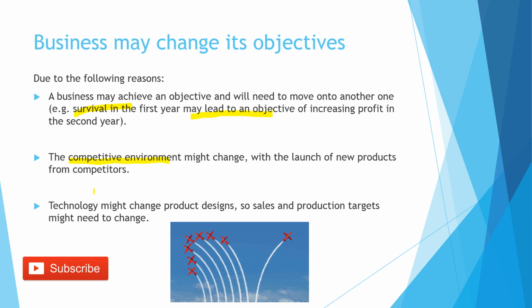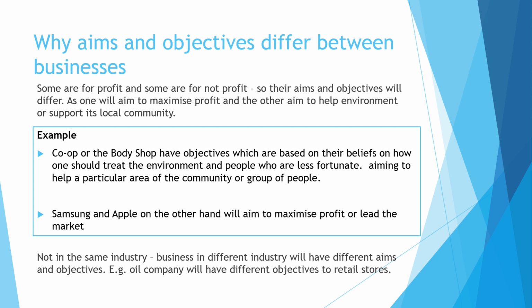Another reason objectives might change is technology. If there's a change in technology, you'll need to change your objectives. If the product design changes, sales and production targets might need to change also.